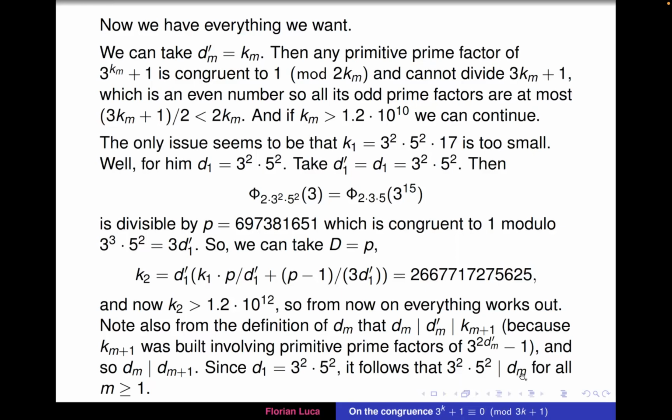dm for all m. I haven't checked if it works for all the other values, but I would assume it works for all the other values, because you see, what was needed in this argument is not really how that number looks like.